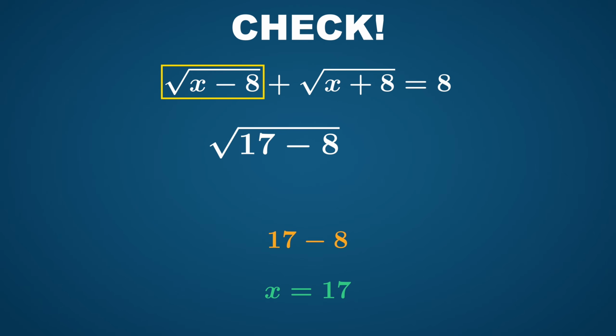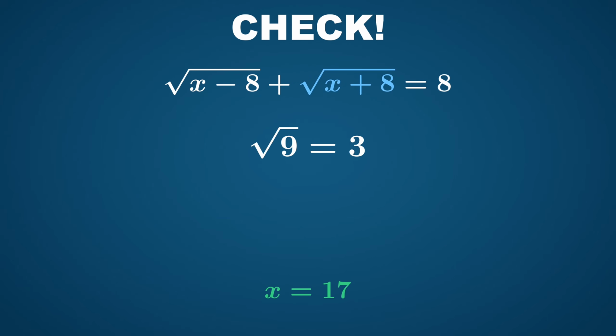We can compute the difference between 17 and 8 using basic subtraction. When we subtract 8 from 17, the resulting integer value is exactly 9. This means the entire first radical term reduces to the square root of 9. The principal square root of the number 9 is equal to the positive integer 3.